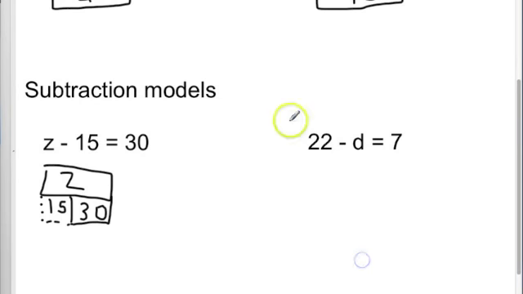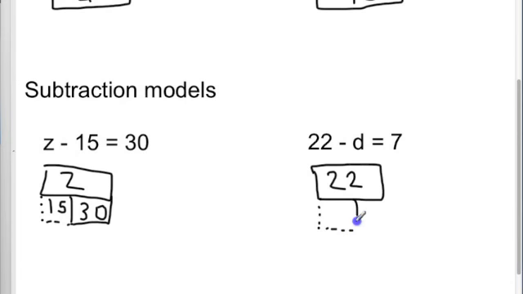And over here we have 22 minus d equals 7. Okay, so we start out with 22, and our variable d, this represents the unknown, is being taken away from the 22, and that equals 7.